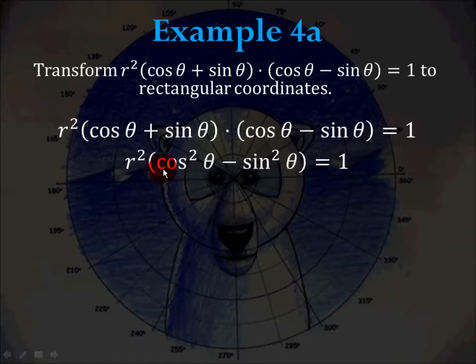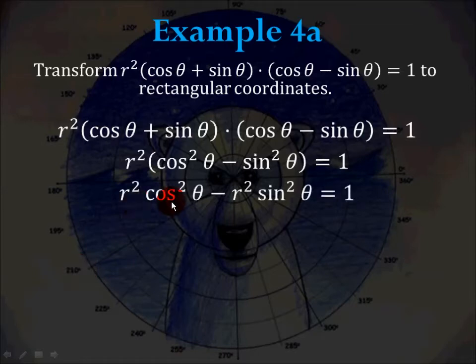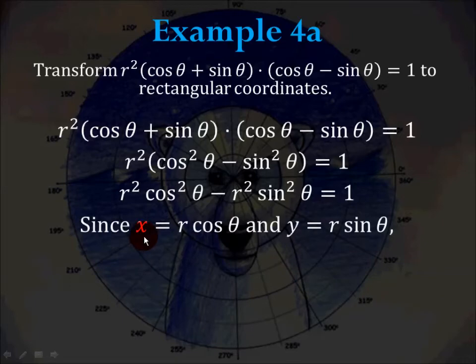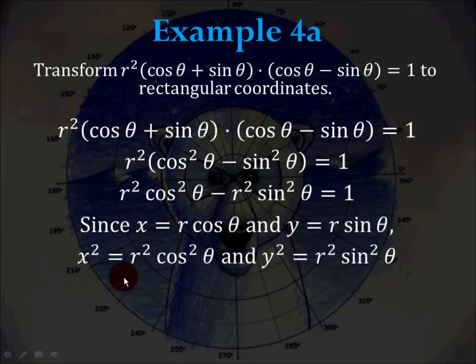So we have r squared times the quantity cosine squared theta minus sine squared theta. You have a difference of squares here. So now we can do some substitutions. Let's first distribute the r squared, and we know that x is r cosine theta, and y is r sine theta. So here, since x squared equals r squared cosine squared theta, and y squared is r squared sine squared theta, we can substitute y squared in for here, and x squared in for there, and we're done. So this equation in rectangular form is x squared minus y squared equals 1.